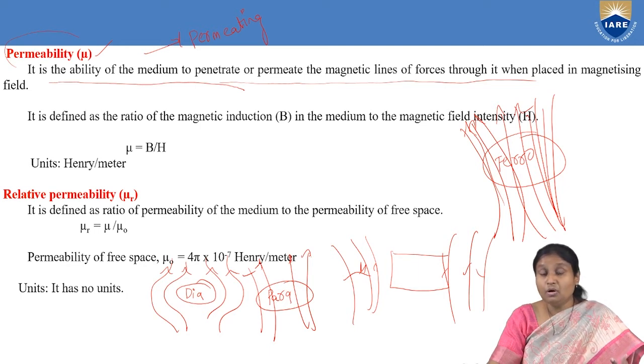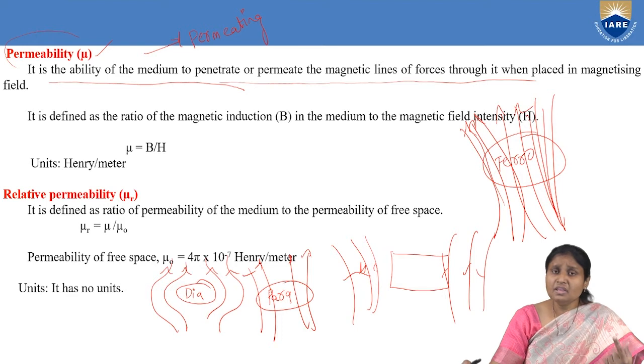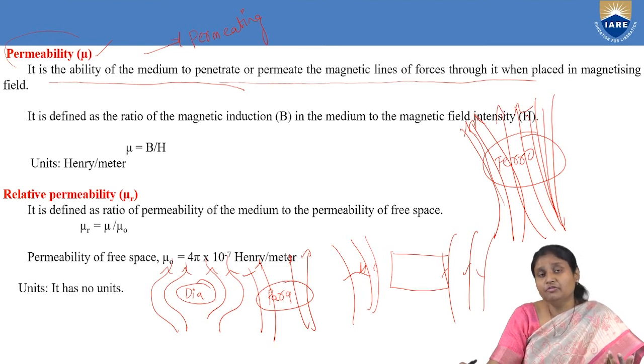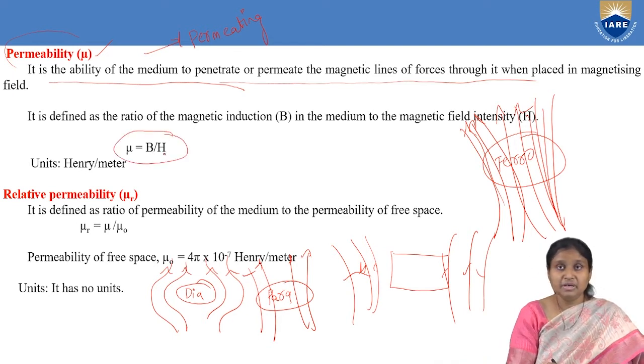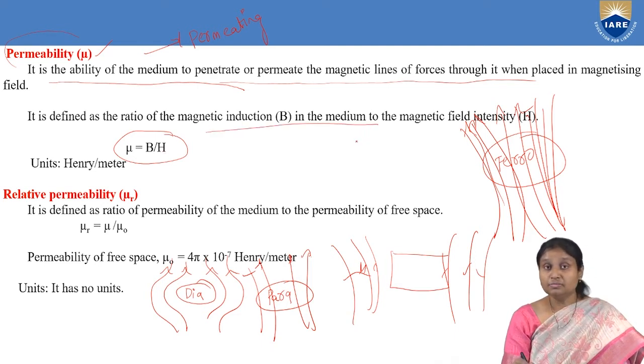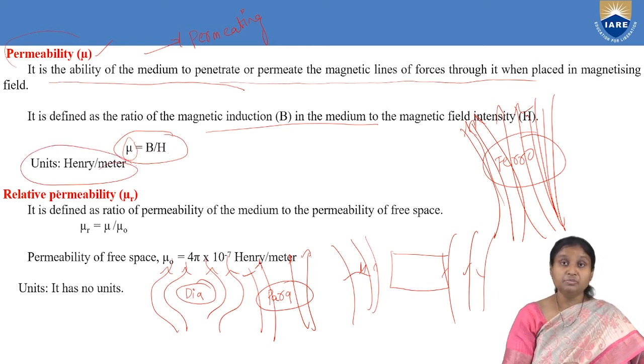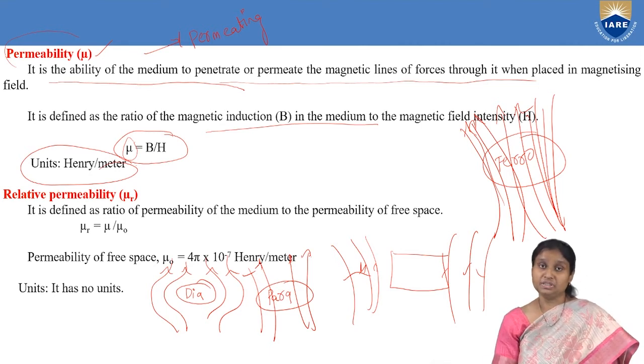To how much extent it is allowing magnetic lines of forces to pass through it when placed in an external magnetic field is nothing but permeability. And if we talk in terms of definition, as we know, magnetic induction is the number of lines of forces with respect to the magnetizing field H. So we take the definition of permeability as B by H. B is magnetic induction, which talks about the number of magnetic lines of forces per unit area, to the magnetic field intensity H. The notation for permeability is mu. So mu is equal to B by H. And the unit for permeability is Henry per meter.